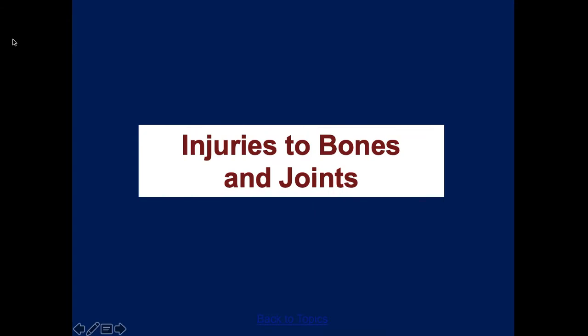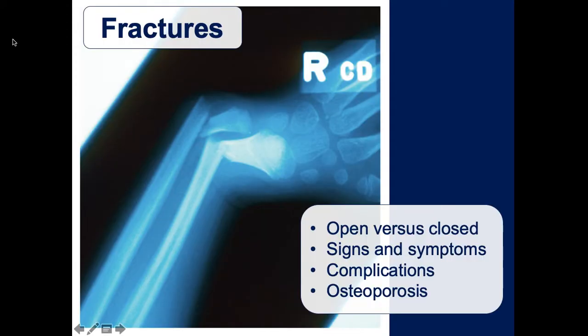And various injuries to bones and joints. So fractures are the most common thing we see out there. That means the bone is broken. There's open versus closed. A closed fracture means the skin that's overlying the fracture is intact. There's no puncture wound or laceration created by the fracture.